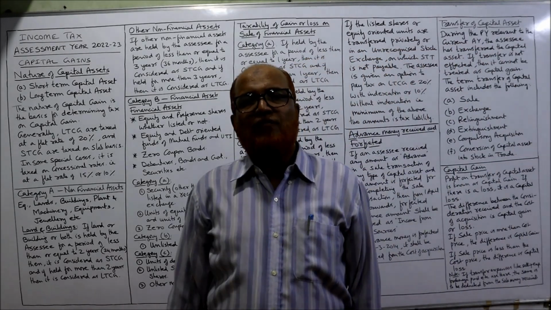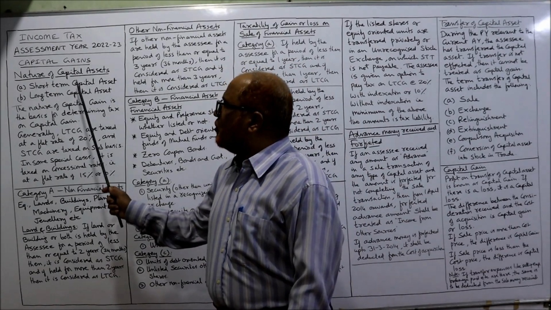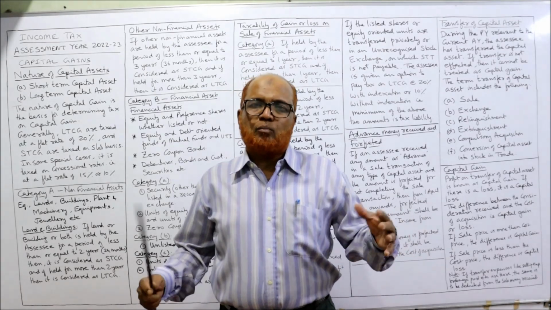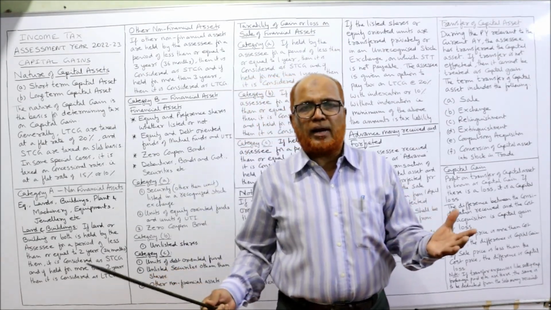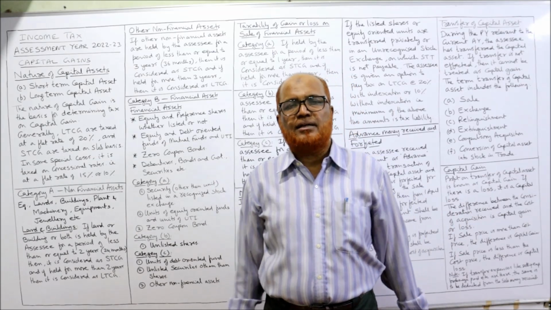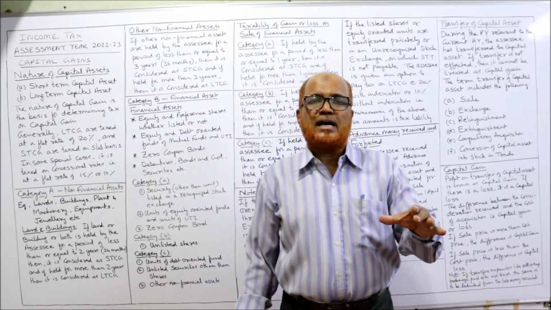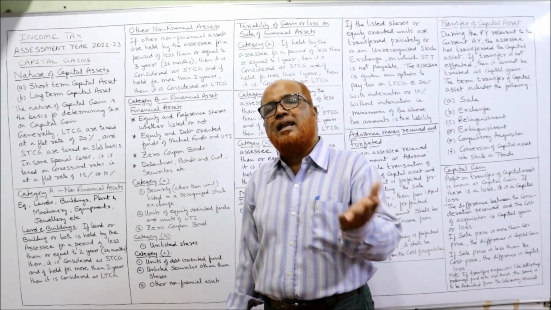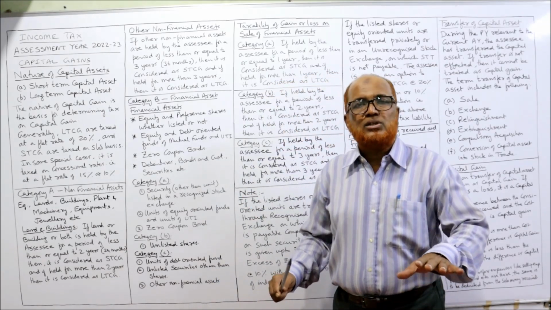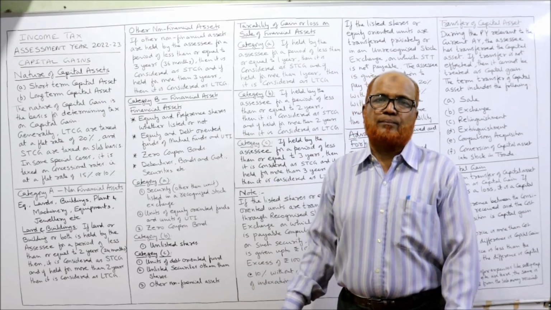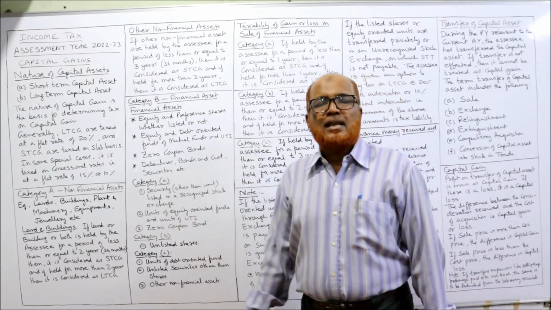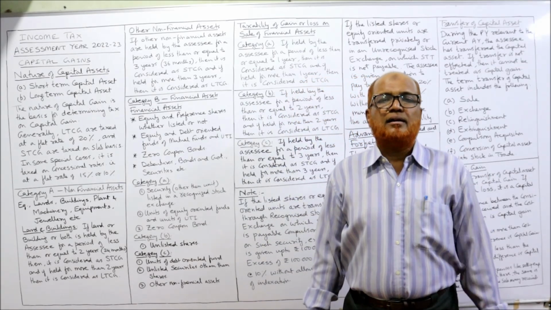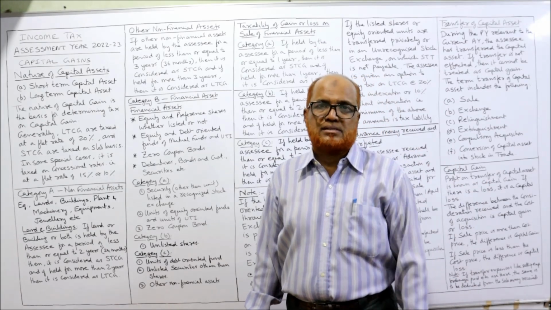Now, nature of capital asset. What do you mean by capital asset? Already I have explained in the last video. Any type of property, whether movable or immovable, tangible or intangible, fixed or circulating, except those assets which are not taxable, like personal effects and agricultural land in rural area. So the tax liability, that means the taxability on capital gain, depends on the nature of capital asset.